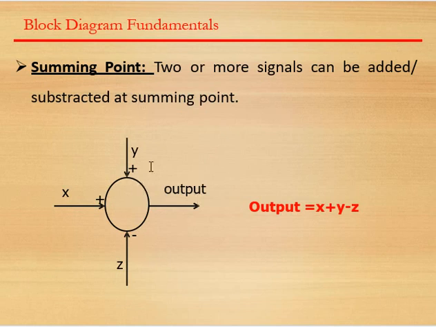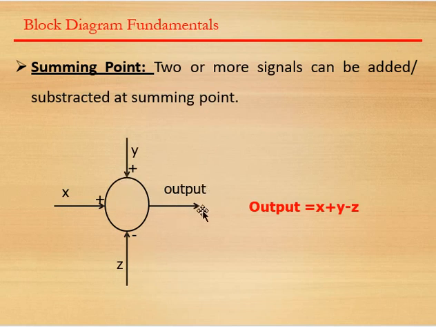If you see, these are the inputs of this summing point, and this is the output of this summing point. In short, we can say these are the inputs to this block, and this is the output from this block. This is a plus sign, this is a plus sign, so the x and y signals are positive or added signals, and this z is minus, so this signal is subtracted from this one.